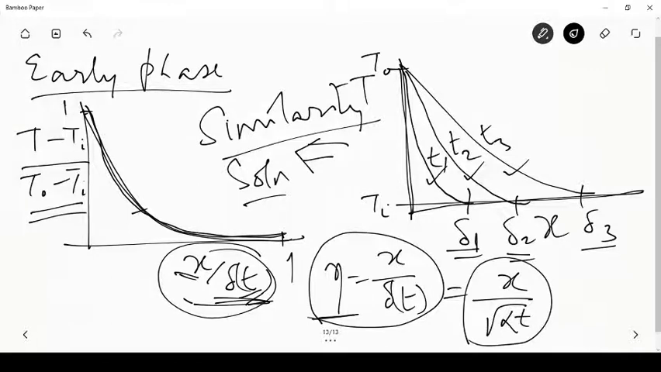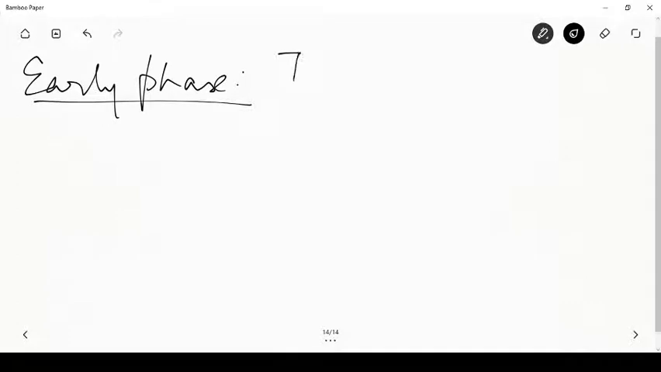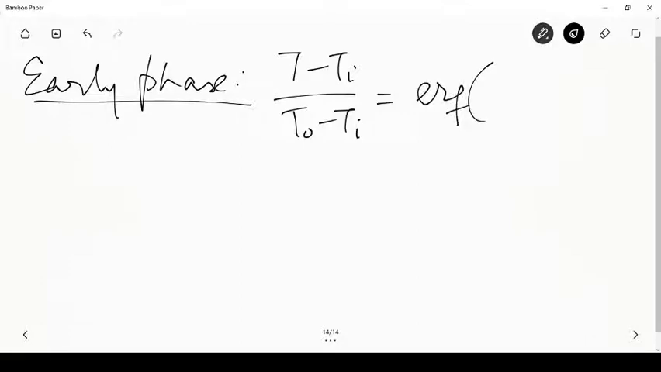Okay, so this is what you would expect. We will not go into the mathematical details, but directly we will write the final solution. So the early phase, the solution would look like (t minus ti) by (t0 minus ti) is equal to error function of x by twice square root of alpha t.